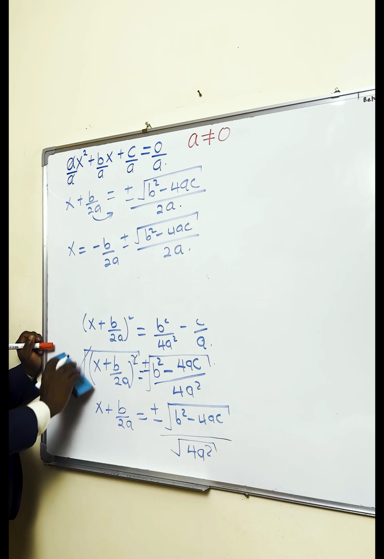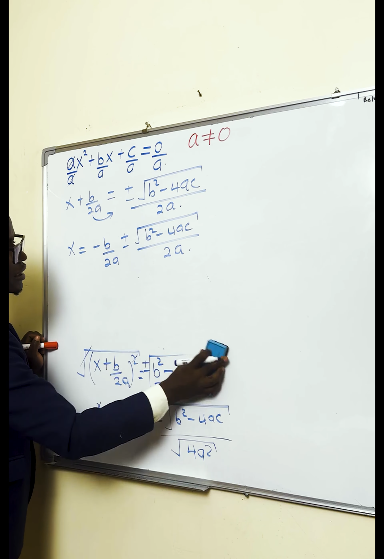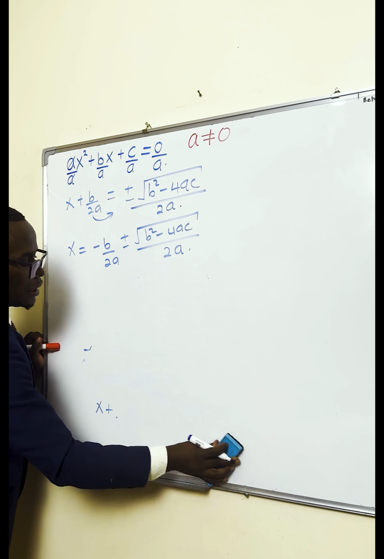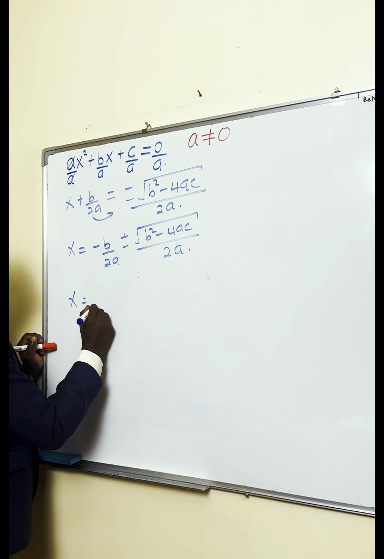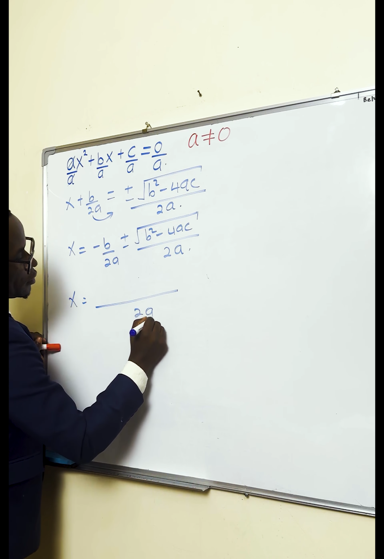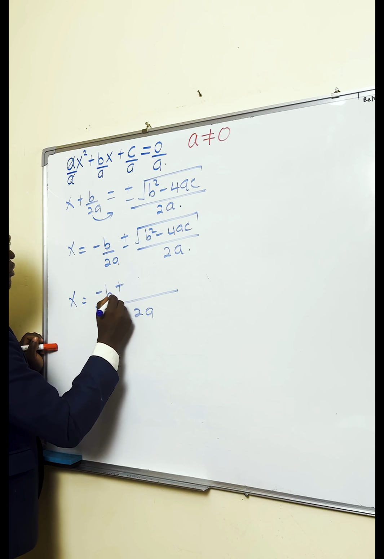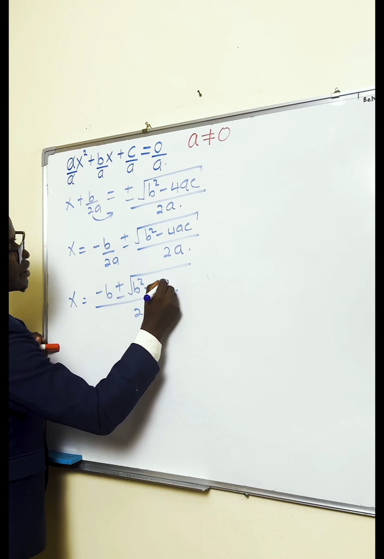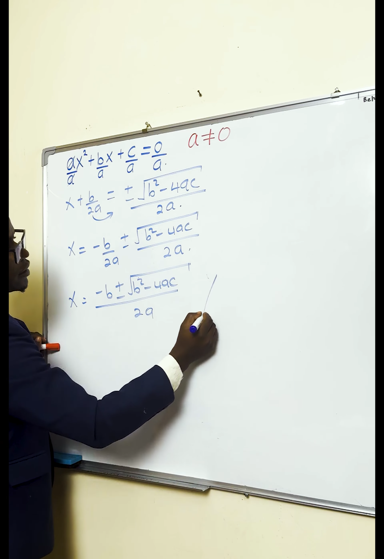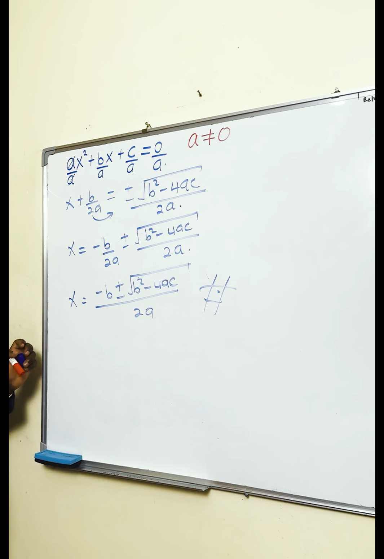And now, since I have a common denominator, I'm going to combine the fractions. So that is negative b plus or minus the root of b squared minus 4ac, everything over 2a, and this one is proved as required.